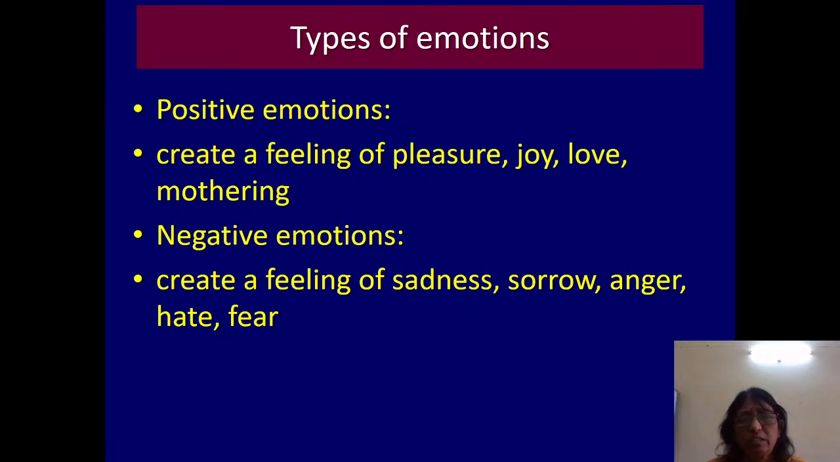Types of emotions. There are two major types. One is positive emotions, the other is negative emotions. In my previous slides, I have shown you joy, jealousy, hate, and love. So what are the positive in this? What are the negative in this? The positive ones are feelings of pleasure, joy, love, mothering. Those are all positive emotions. The negative: feeling jealous, sadness, sorrow, anger, hate, fear. They all are negative emotions.